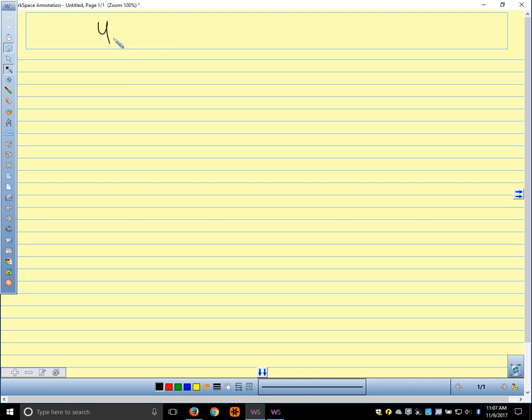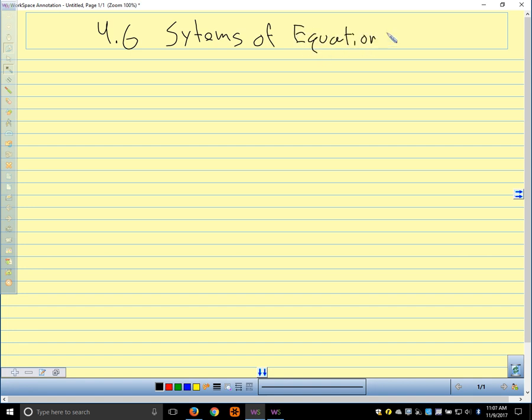So we're in section 4.6. This systems of equations is a kind of a supplement to 4.6. It's right at the beginning of that section in your book. So I'm going to talk about systems and HL triangles.